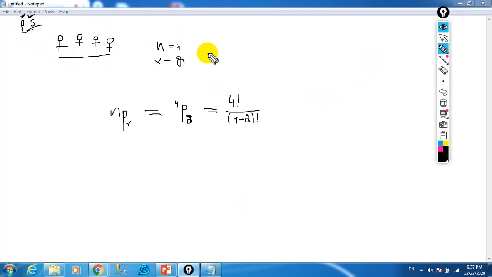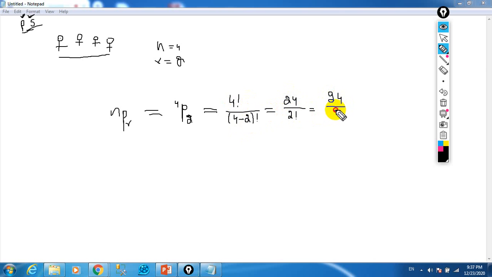Right, we are selecting two persons. In this case it is nPr, where n is 4 and r is 2. Now what will be the total number of sample points in this sample space? Look at this, total number of sample points will be 4 factorial divided by 4 minus 2, that is 2 factorial. So it equals 24 divided by 2.